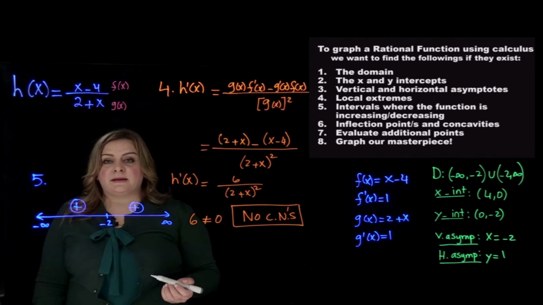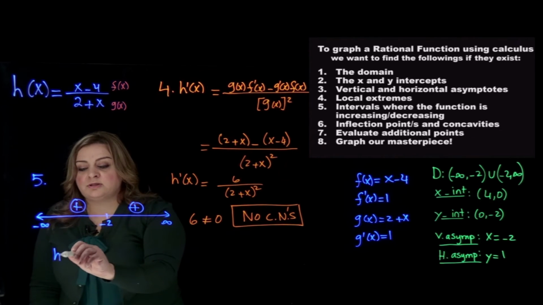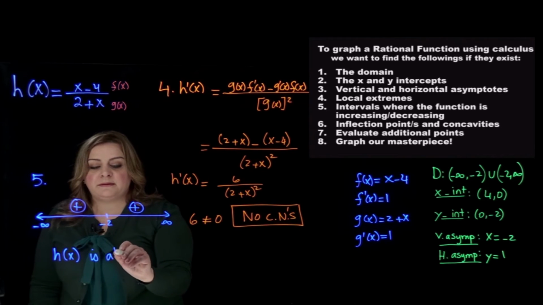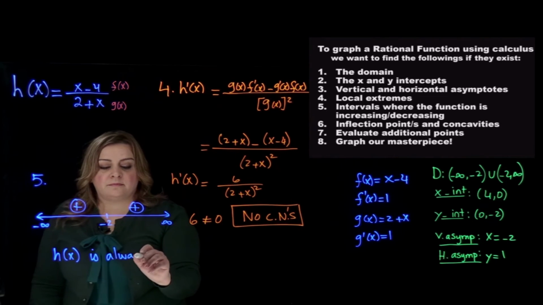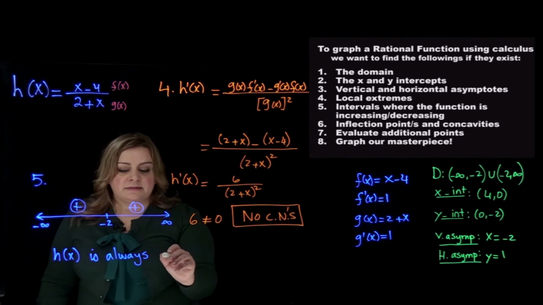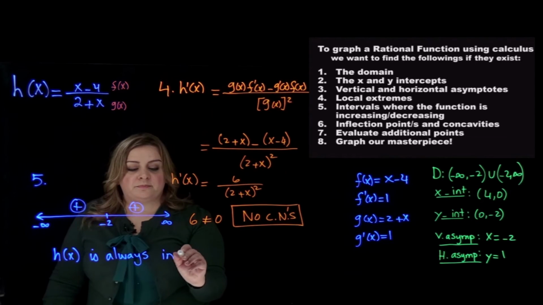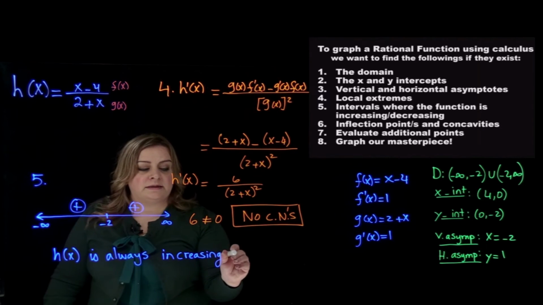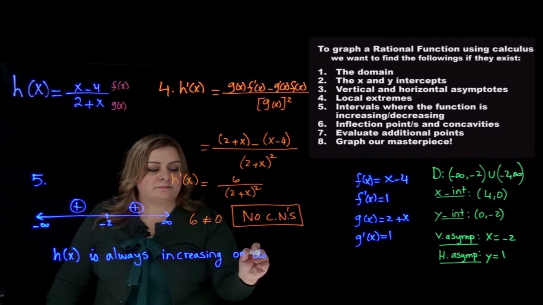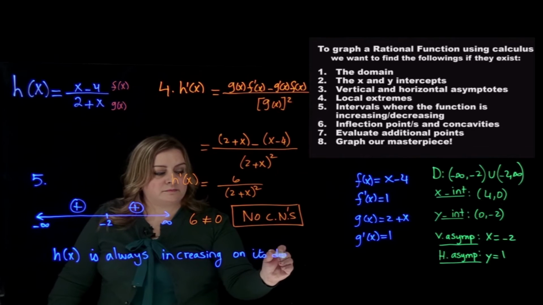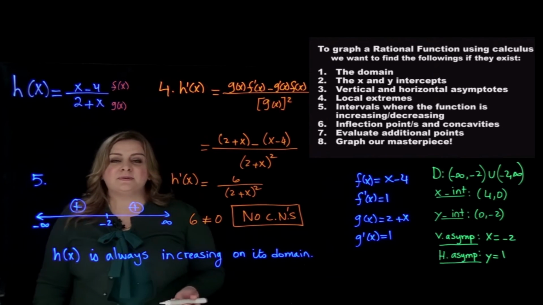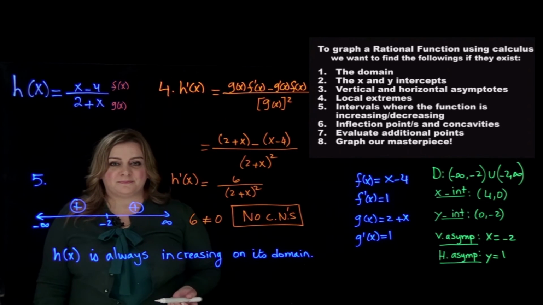The conclusion we get from this is the original function h of x is always increasing on its domain. And we're done with steps 4 and 5.